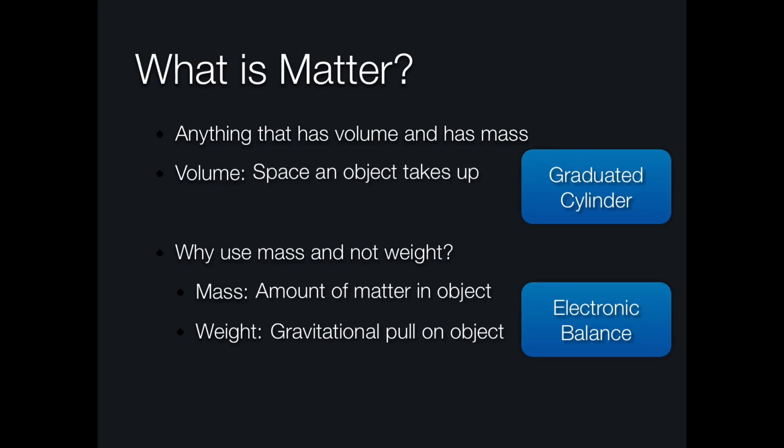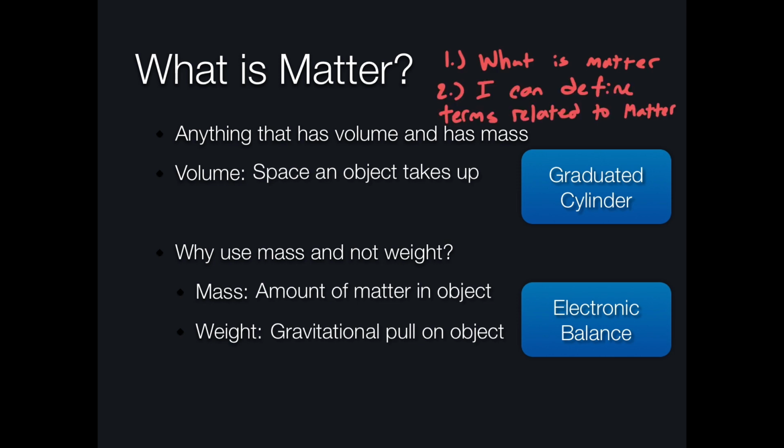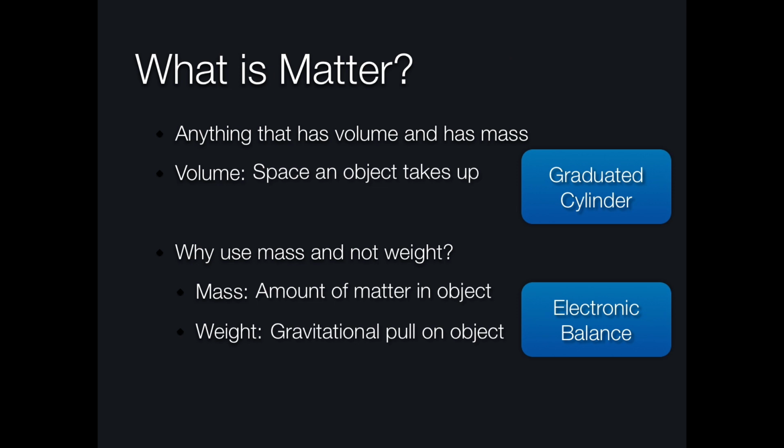Hey everybody, in this next video lesson, we're going to cover the two learning targets. The first one is what is matter, and the second learning target is I can define terms related to matter. Chemistry is defined as the study of matter and energy.